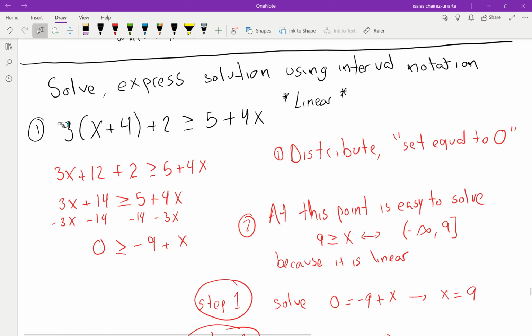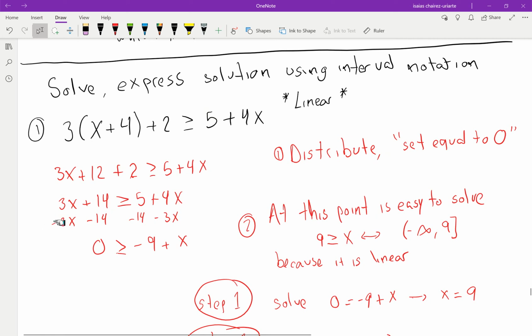So then that means let me distribute this 3. So that becomes 3x plus 12 plus 2 bigger than or equal to 5 plus 4x. I am adding 12 and 2, that's 14. And then I'm going to set things equal to 0. It doesn't matter where the 0 ends up. I ended up leaving the 0 on the left hand side.